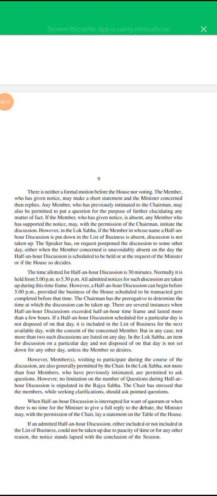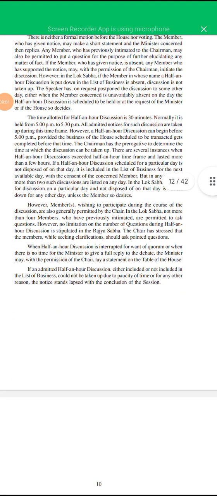When half an hour discussion is interrupted for want of quorum, or when there is no time for the minister to give a full reply to the debate, the minister may, with the permission of the chair, lay a statement on the table of the House. If an admitted half an hour discussion, either included or not included in the list of business, could not be taken up due to paucity of time or for any other reason, the notice stands lapsed with the conclusion of the session.